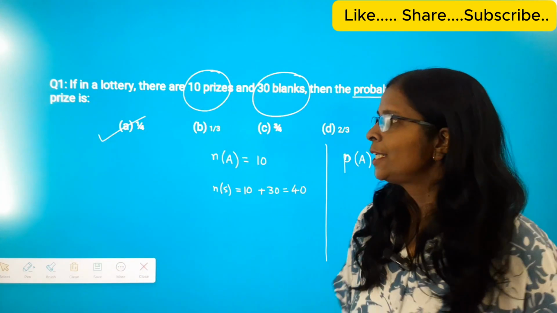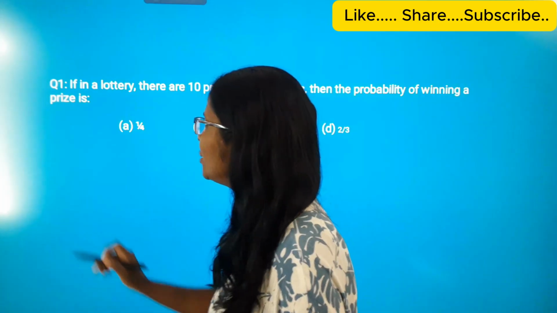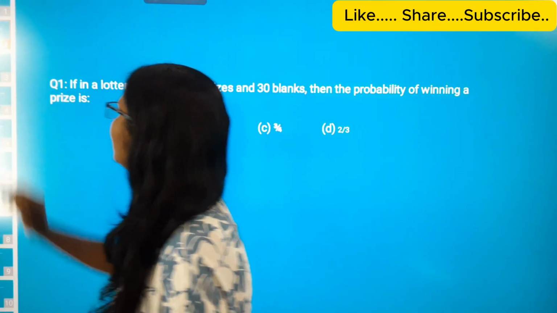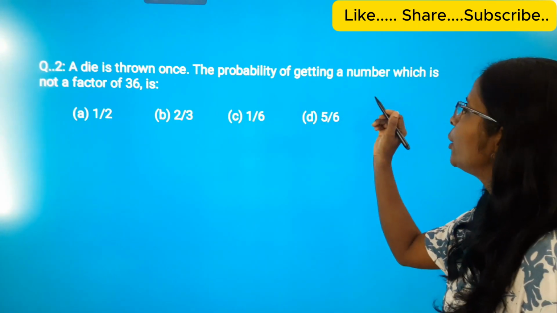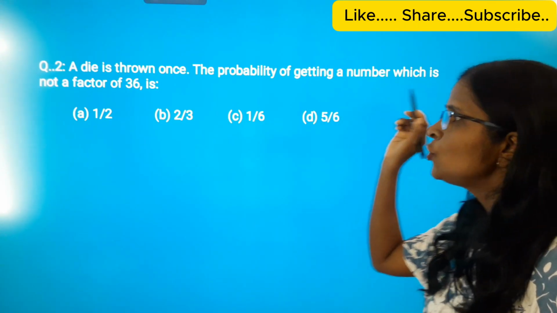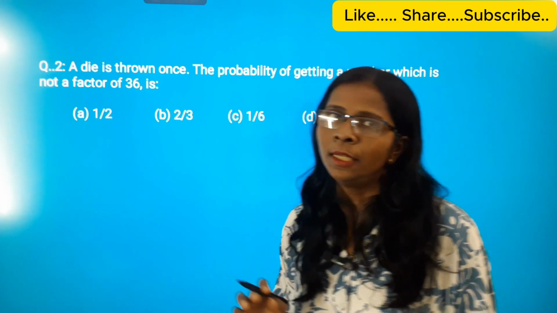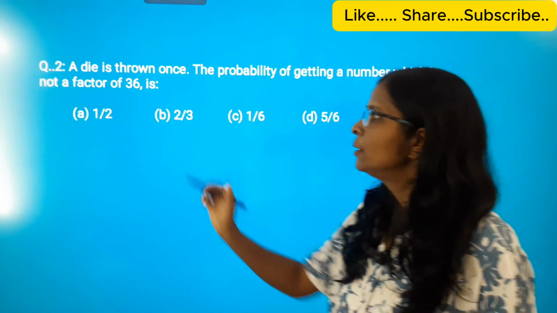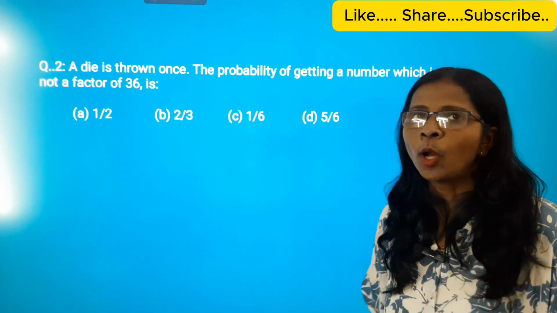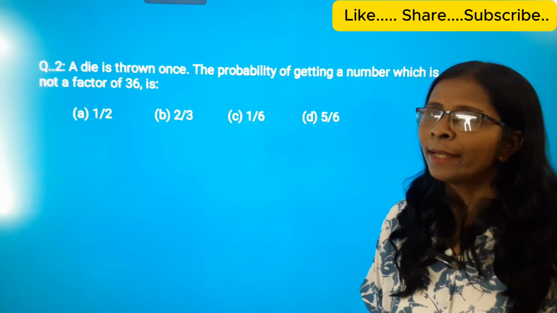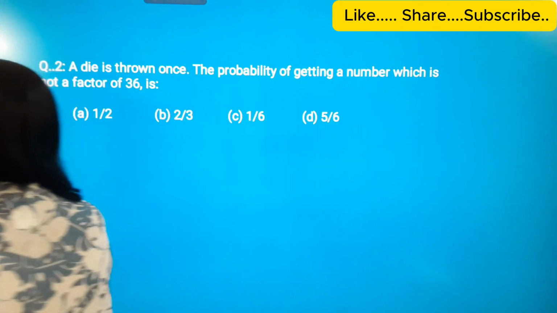So now let us see the second example, students. A die is thrown once. The probability of getting a number which is not a factor of 36 is, options are 1 upon 2, 2 upon 3, 1 upon 6, 5 upon 6. So now how can we find out this example, students?